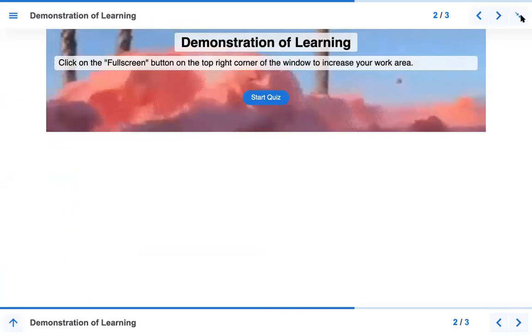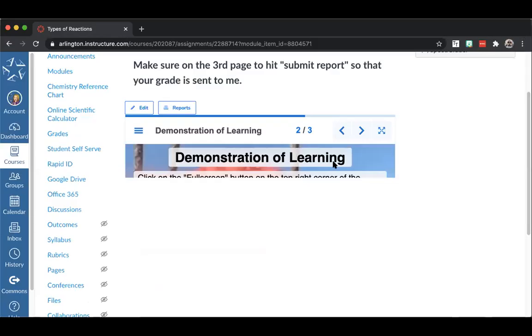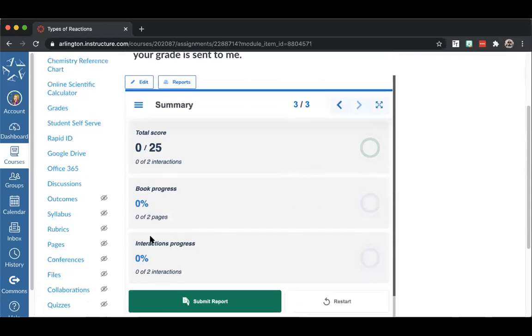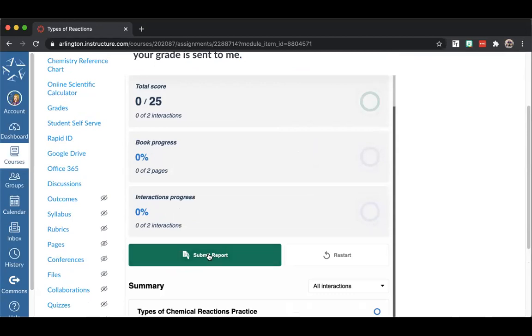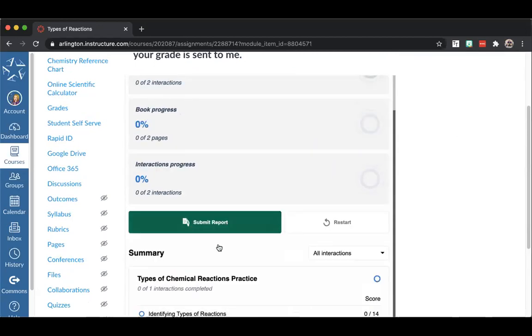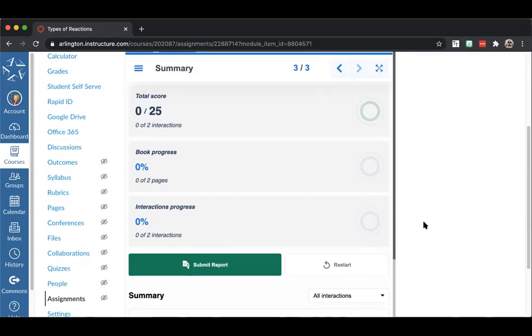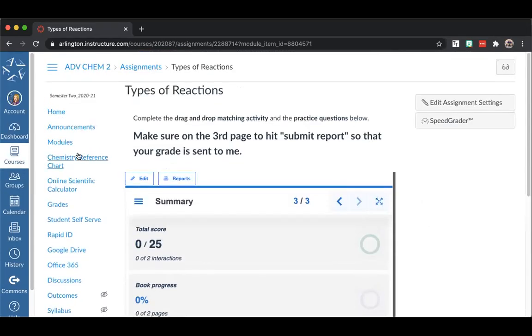And then when you are done with both of those things, you will go to page 3. Page 3 has kind of the summary of how you did. And then you will hit right here, this green button that says submit report. Okay. If you don't do that, then I'm probably not going to get the grade, and you're going to end up seeing a missing in the grade book once I grade these over the weekend. Okay. So that is what you were working on today.